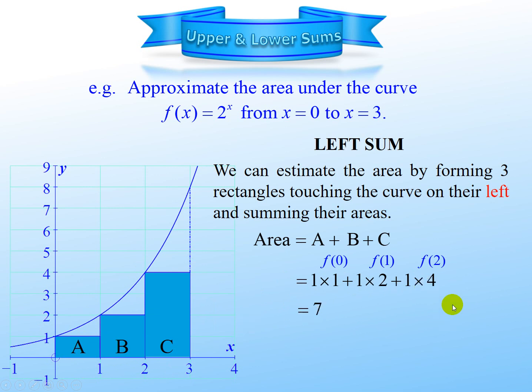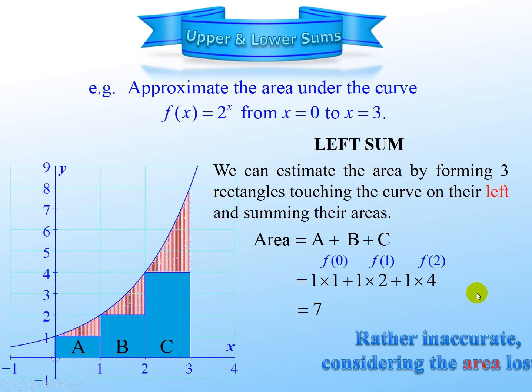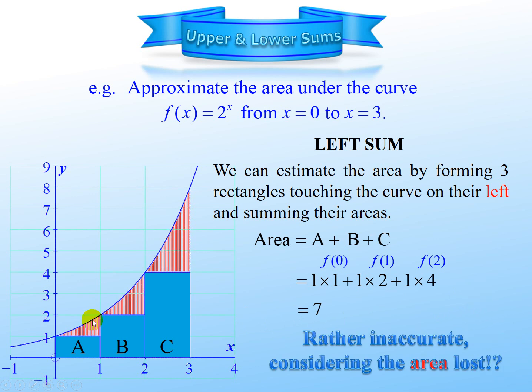That gives you 7. Now that's an approximate area because we've lost those red sections. We've actually lost those. But at least we know that this is what we call the lower bound. It can't go below 7.